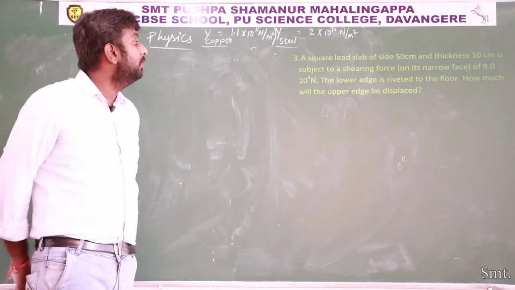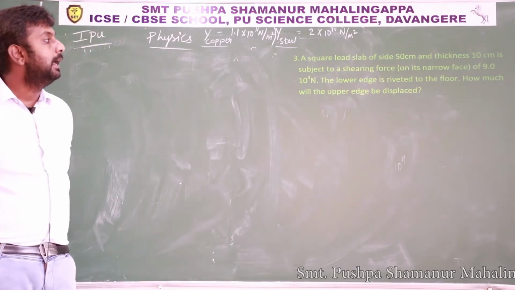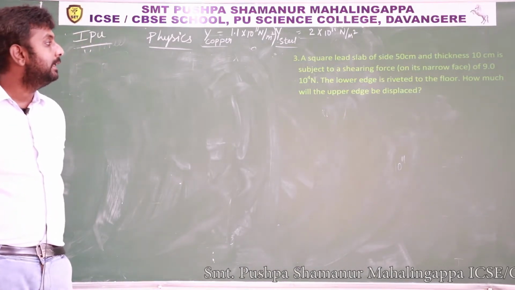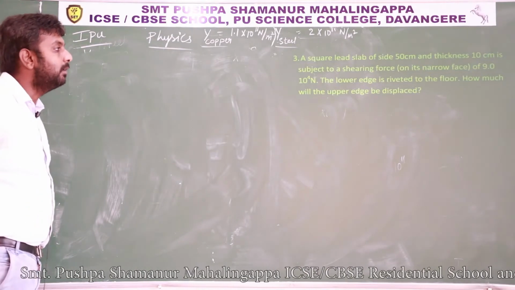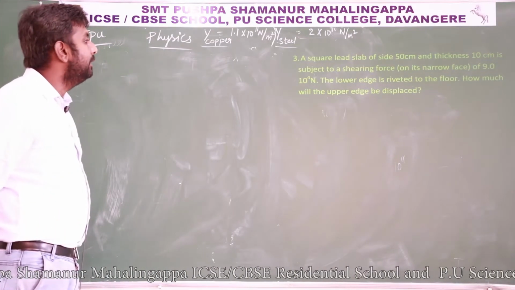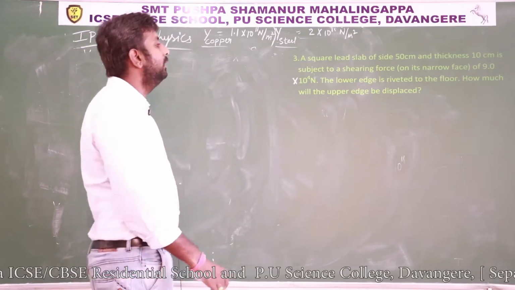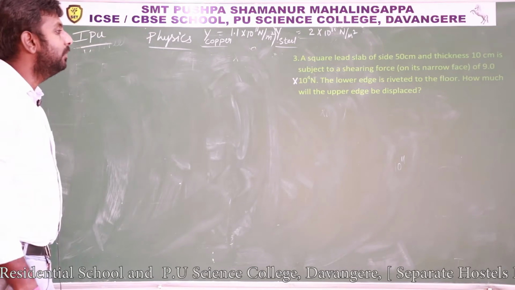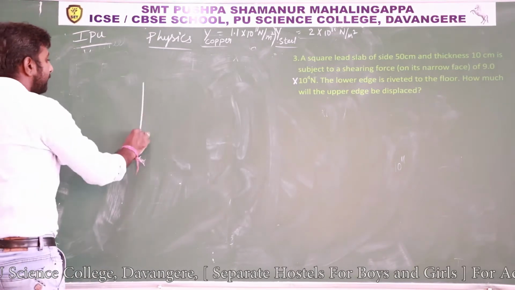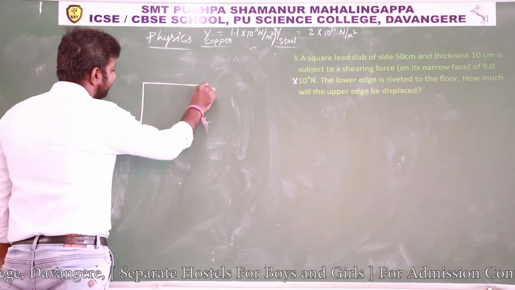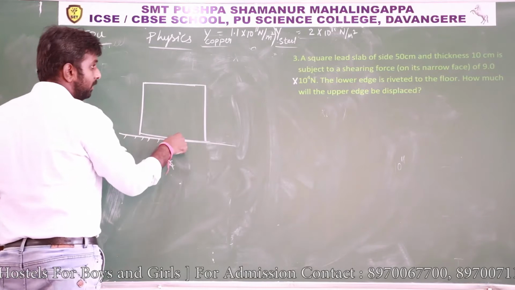Next problem: a square lead slab of side 50 centimeter and thickness 10 centimeter is subjected to a shearing force on its narrow face of 9 into 10 to the power 4 Newton. The lower edge is riveted to the floor. How much will the upper edge be displaced? So you can consider the diagram like this. The lower edge is riveted to the floor.